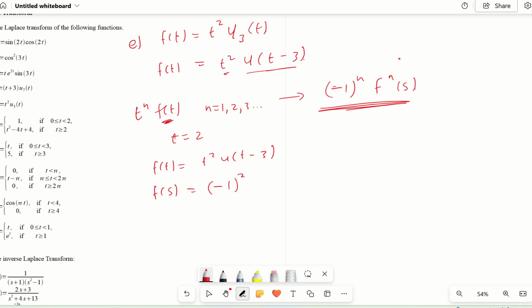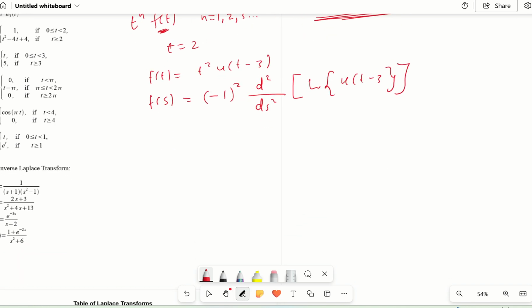And now we are looking for f of s, but then we need to differentiate it twice. So it's d squared over ds squared. But then we are looking for the Laplace first. Laplace of, I hope this is clear. This is the simplest form I can put it. So this is just 1, so it's just going to wait to differentiate.